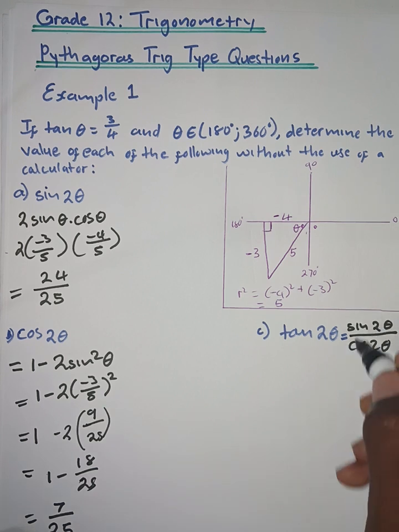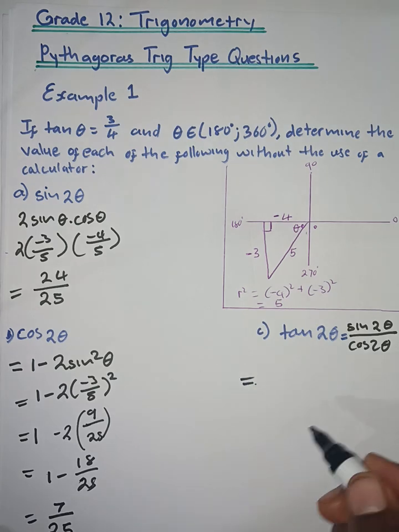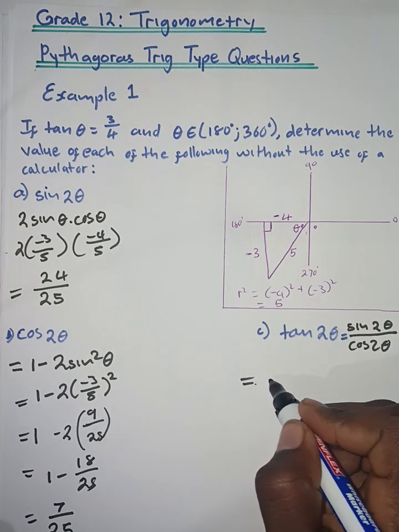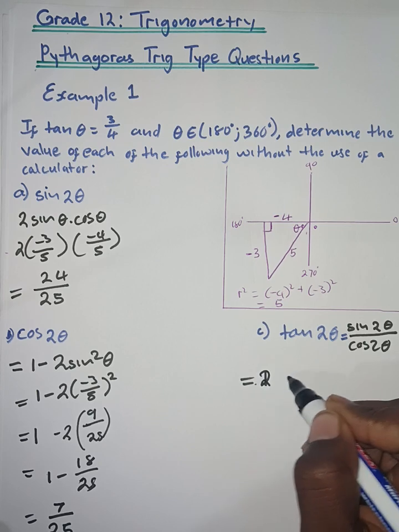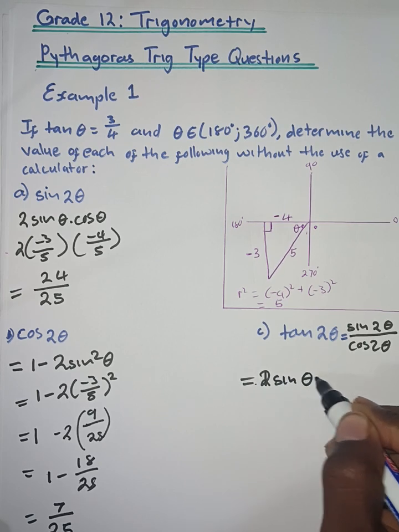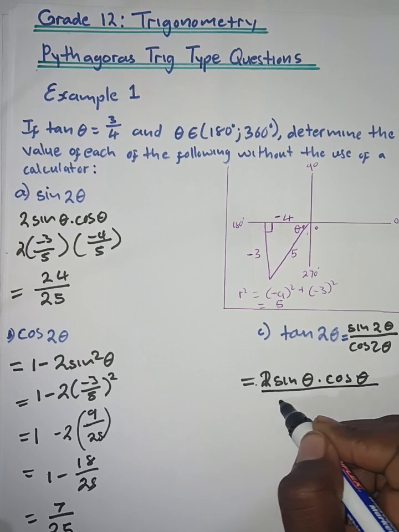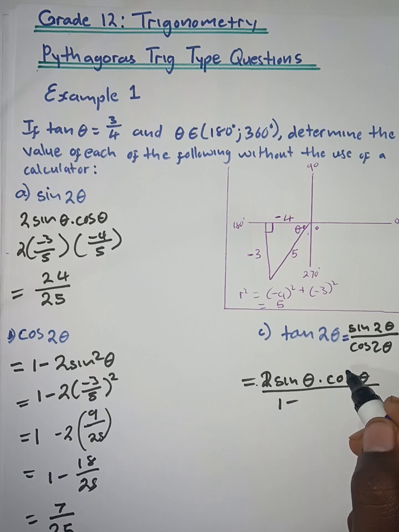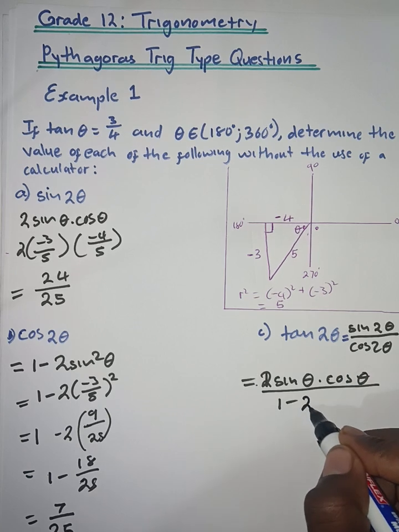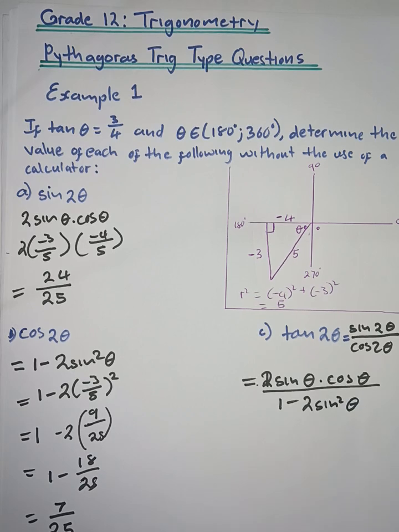I'm just going to bring that down there so that I don't squeeze myself in. So in this case, sine of 2 theta would be 2 sine of theta multiplied by cos of theta, divided by 1 minus. You can use the other version for cos. Remember, we have 1 minus 2 sine squared of theta.